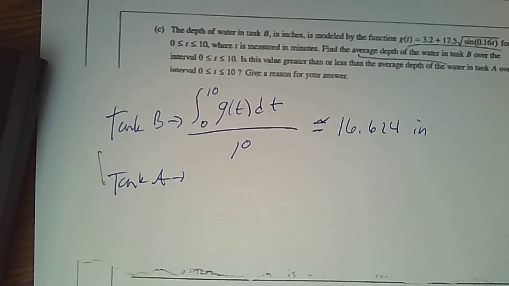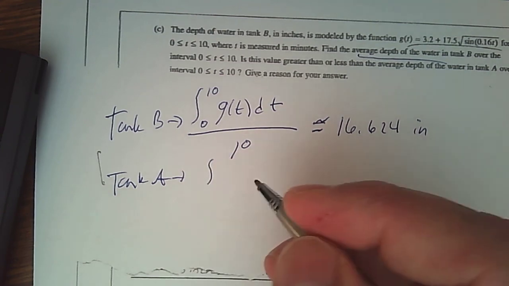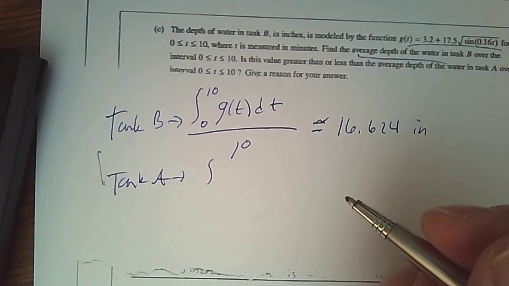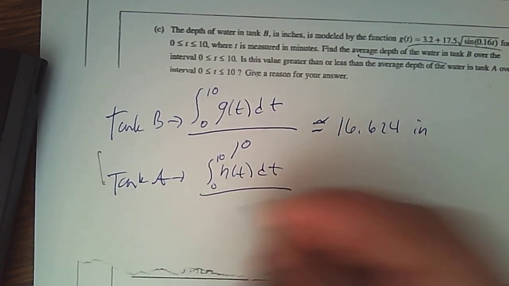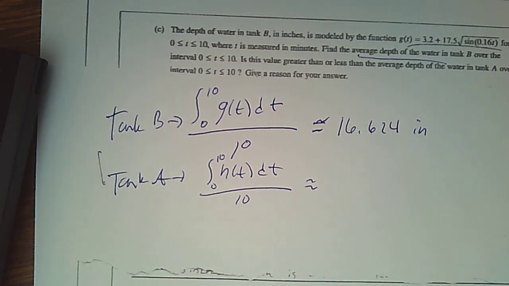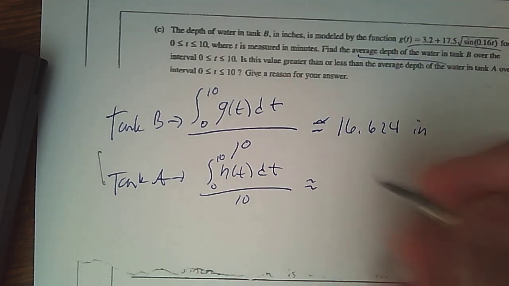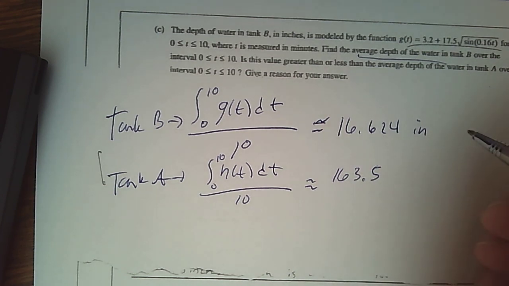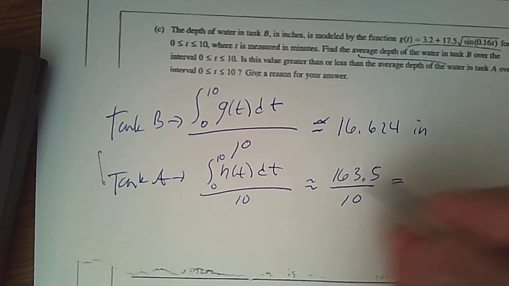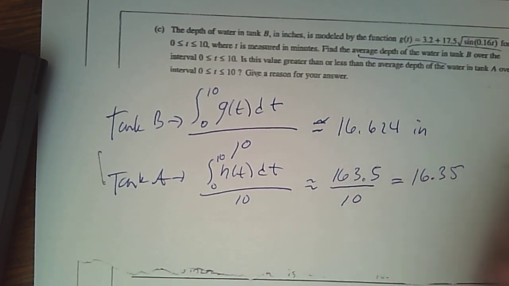So again, the same thing. We're going to integrate, but if you look back, it's not g, it's h. So this would be the integral of h(t) dt divided by 10. So the same setup. We're going to use the number we just got in part B. So what was the estimate we used for that? So we had 163.5. That was from part B, right? Yep. And then we're going to divide that by 10. I just move the decimal back, and I get 16.35.